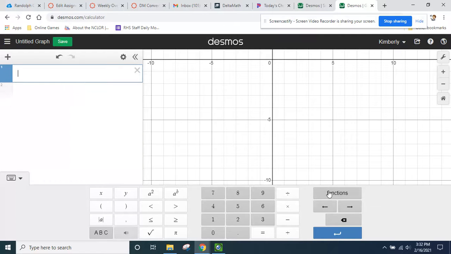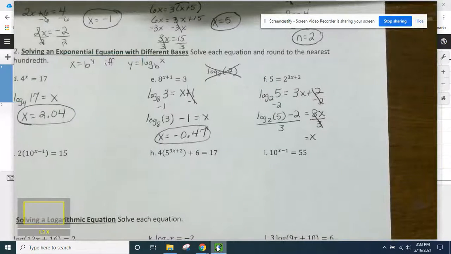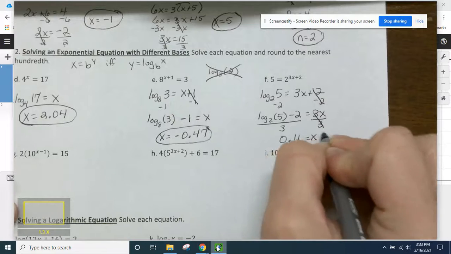Okay, so I'm going to put parentheses around this to start with. I don't know if I need to or not, but I'm going to do that just in case. A log base 2 of 5, and then it's minus 2. Okay, then I'm going to go outside here and do divided by. So you may have to put the parentheses in, that is, divided by 3. All right, we get 0.107. So if I round to the nearest hundredth, that's going to be 0.11. So my answer here is x equals 0.11.